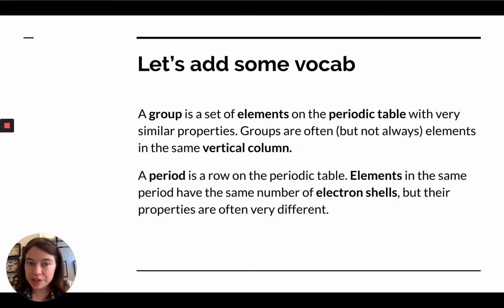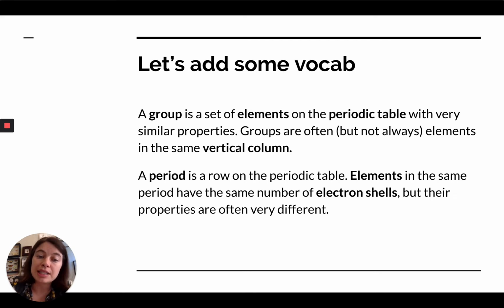So just a reminder about some vocabulary. We're going to be talking about groups of the periodic table. Now, a group on the periodic table is a set of elements that share similar properties. So today we're going to be talking about this group, the alkali metals. Groups will often, but not always, be elements in the same vertical column. So remember, columns are vertical, and then those horizontal rows are actually called periods.